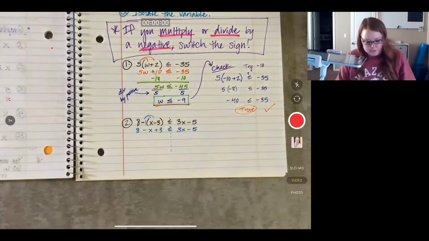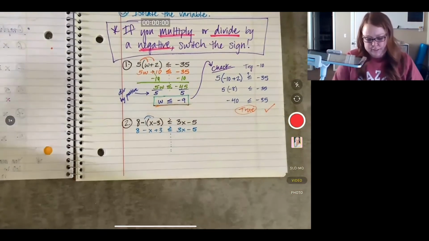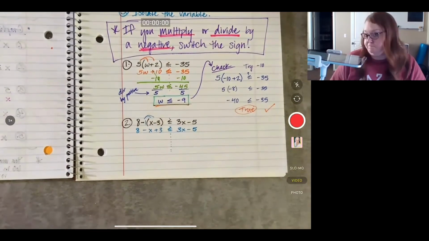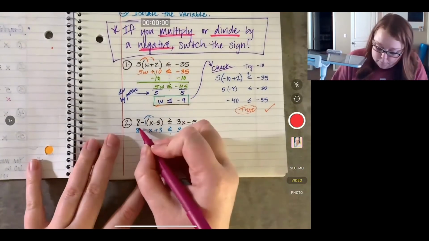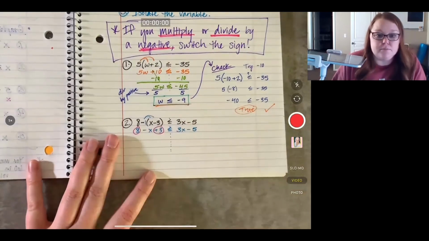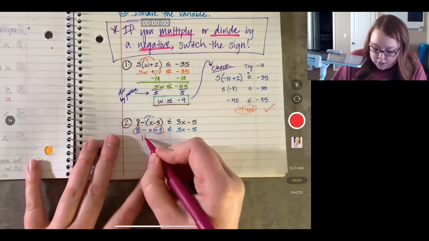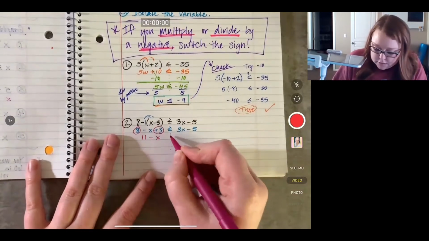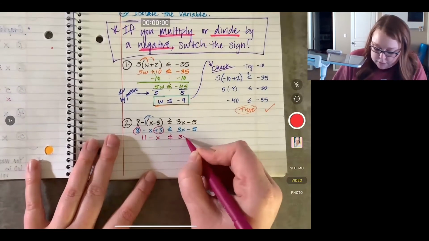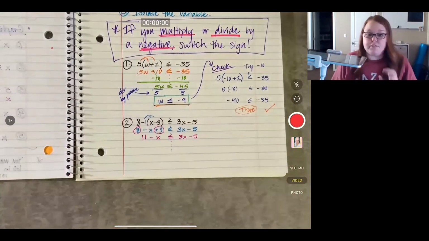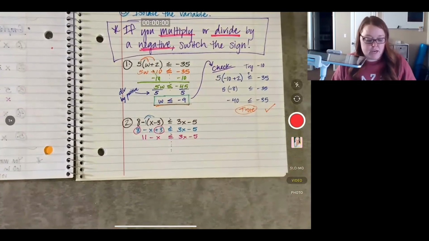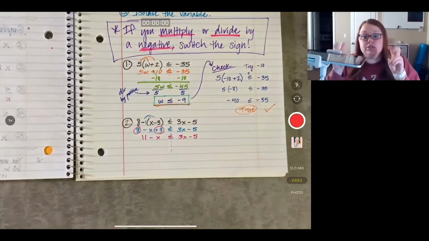And then I check one more time, is the left side completely simplified? No. I'm going to quickly add up these like terms. 8 plus 3 is 11. So I have 11 minus x is less than or equal to 3x minus 5. Both sides of my inequality are simplified. Now I can start canceling out terms or moving terms.